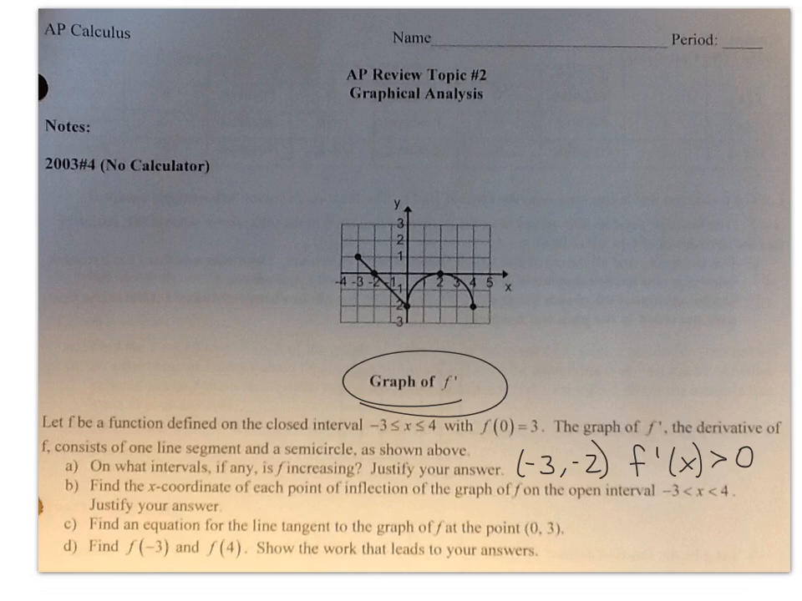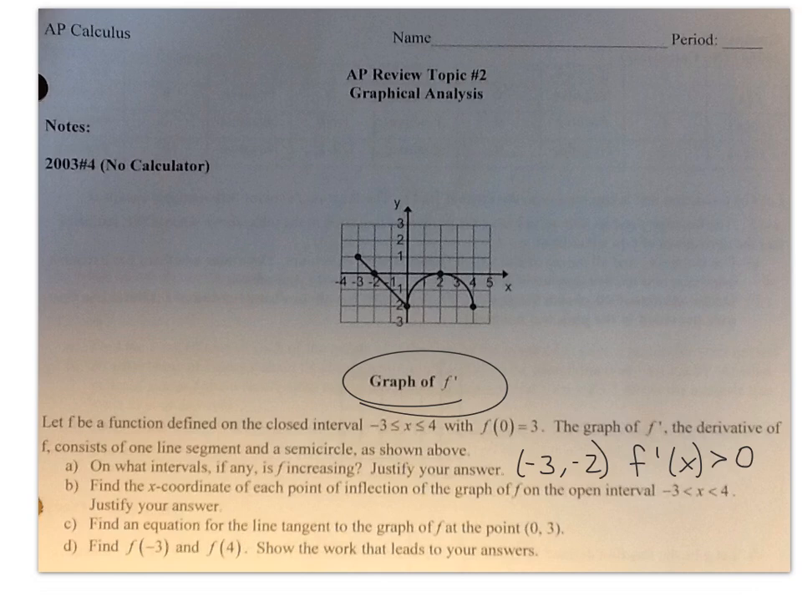B. Find the x-coordinate of each point of inflection of the graph of f on the open interval from -3 to 4. Justify your answer. All right, points of inflection occur when the second derivative changes signs. You can tell information about the second derivative by looking at the slope of the graph of the first derivative. This is a first derivative graph, so its slope is the second derivative. So I'm looking for where the slope of this graph changes signs.